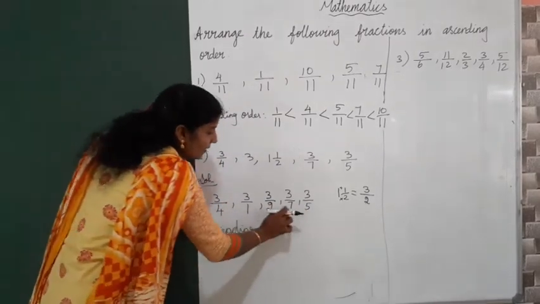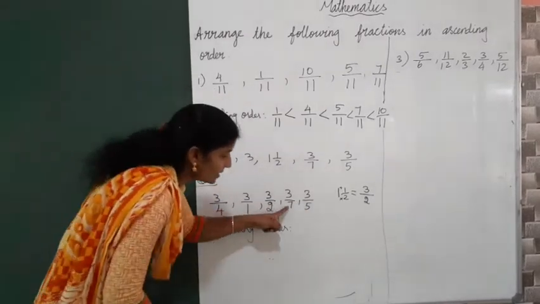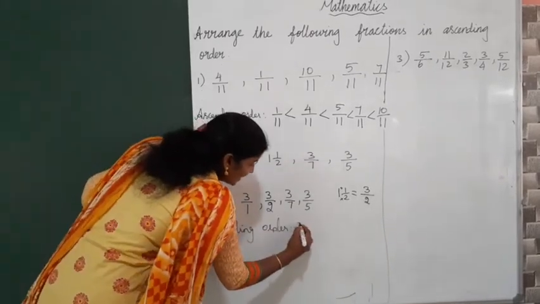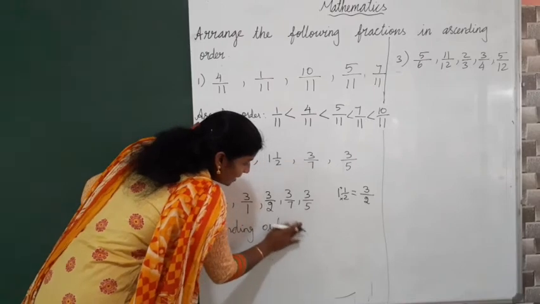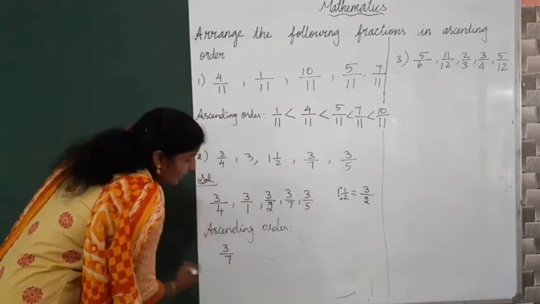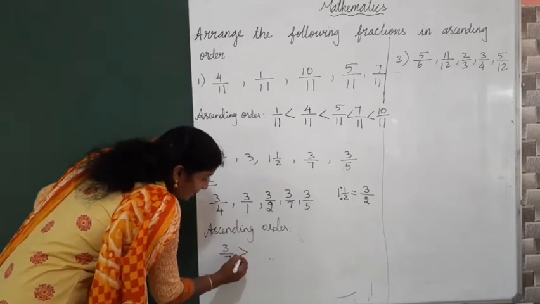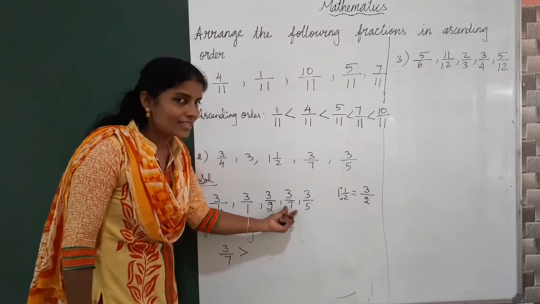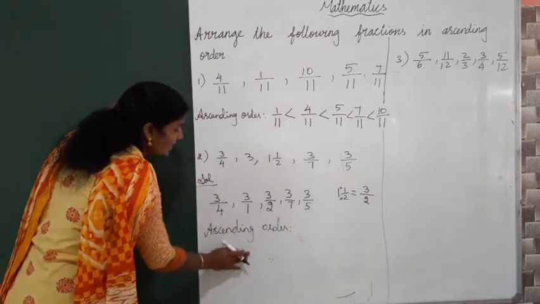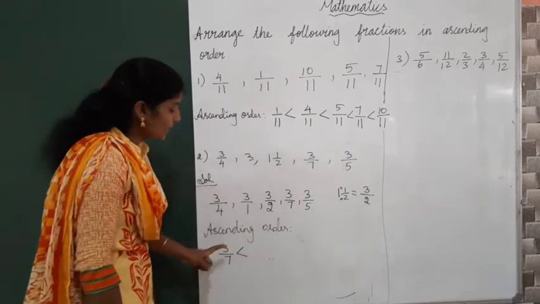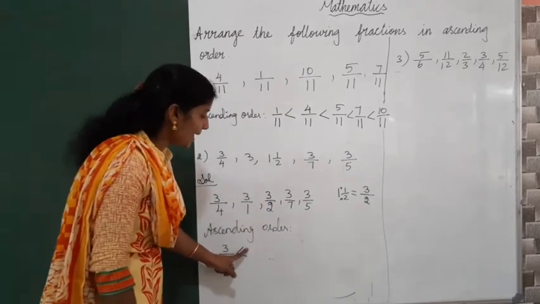4, 1, 2, 7, 5. So here 7 is the biggest number, so that fraction is the smallest, isn't it? So we can write 3 by 7. Sorry, this is ascending order, isn't it? So less than. 3 by 7 is the smallest number. 3 by 7 less than.